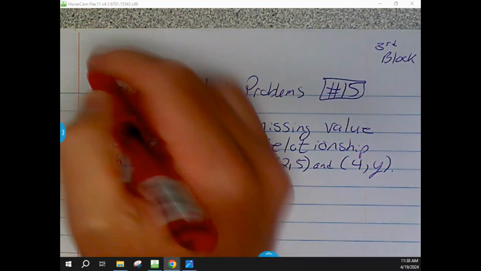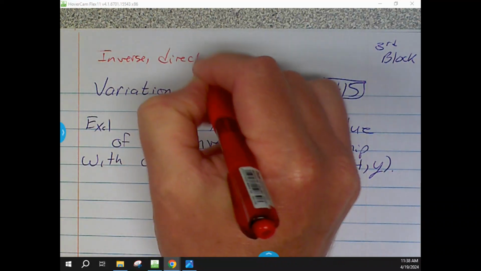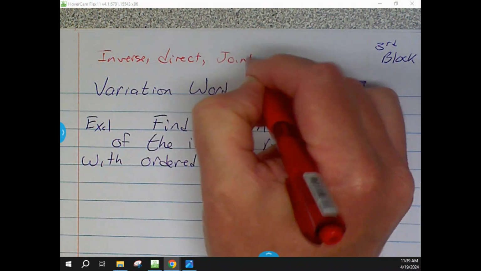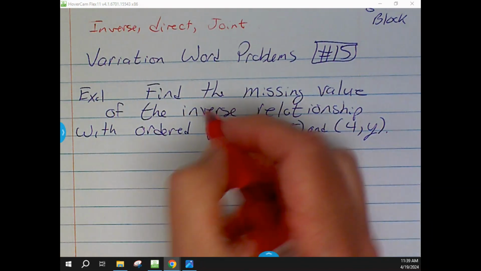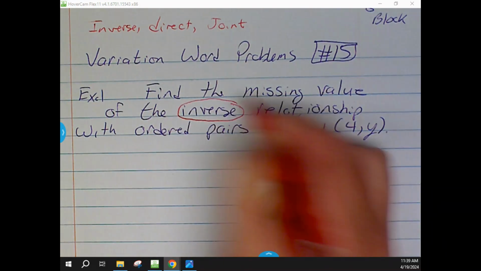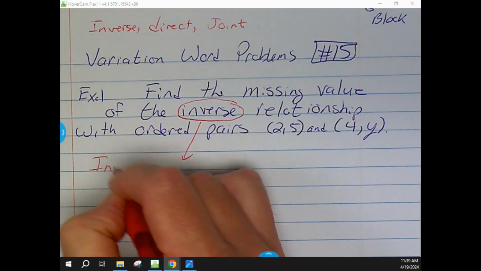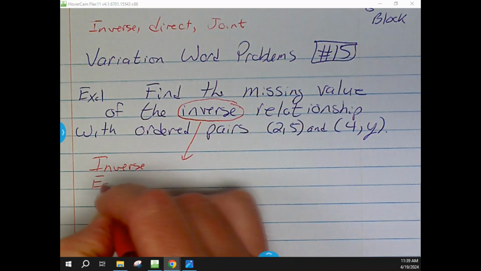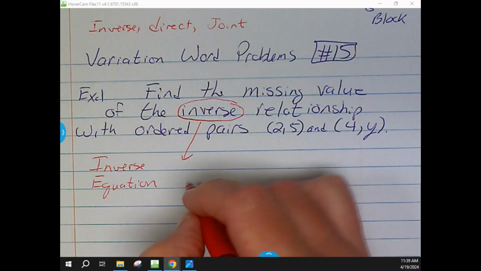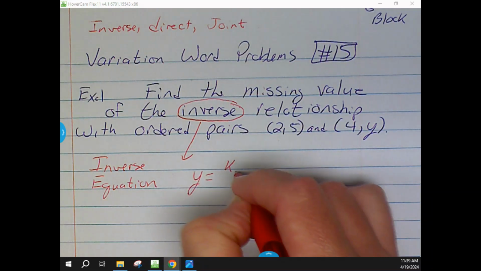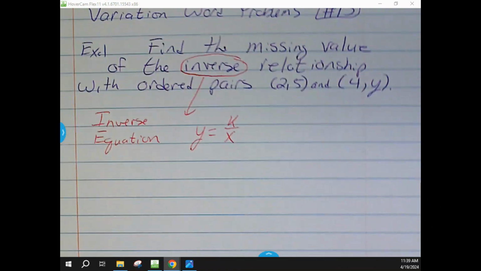We've talked about inverse. We've talked about direct. And then the third one we'll talk about in a little bit is joint. So basically, you're just trying to find one of those three words in here. And as soon as you see inverse, we need to know what the inverse equation is. Okay, so the inverse equation we're going to use is y equals k over x.